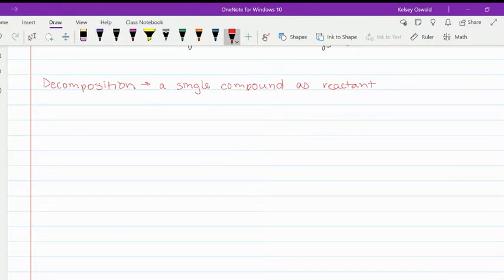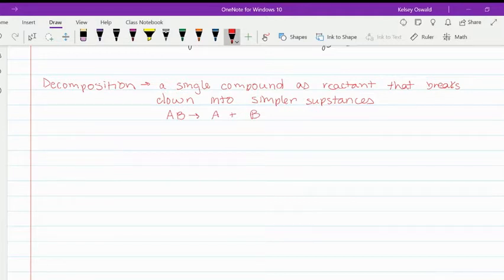That compound is then going to decompose or break down into something simpler. So a single compound as a reactant that breaks down or decomposes into simpler substances. Okay, so just in general, if we have our compound AB, when we decompose, it's going to go into components A and B. So let's look at a simple one first.